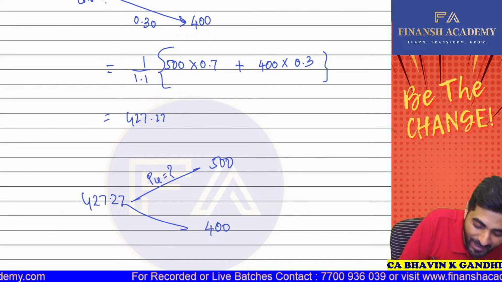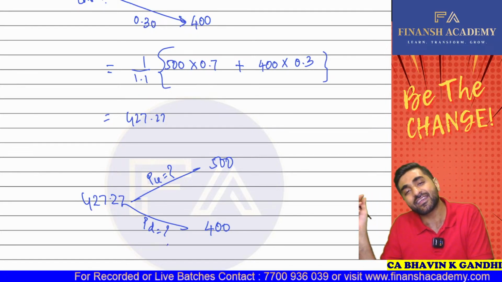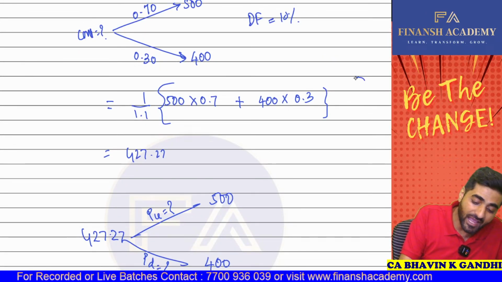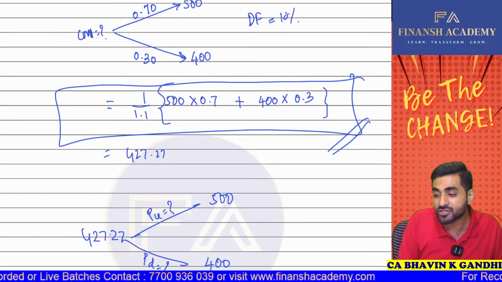What is the probability of price going upwards, and what's the probability of price coming downwards? Can we calculate the same? Come on, yes or no? Yes, by using this formula. Yes, I've just taught you the formula by just explaining you the logic.